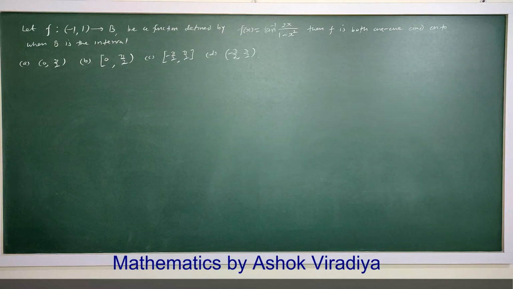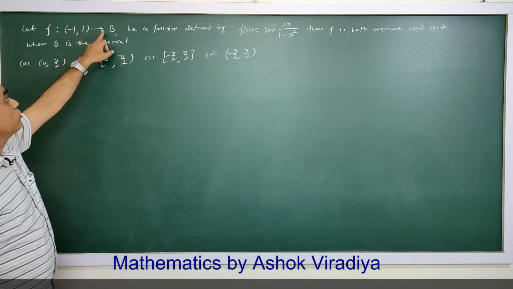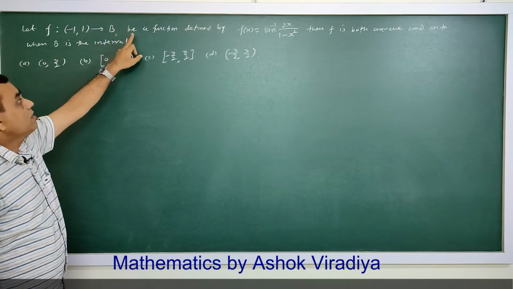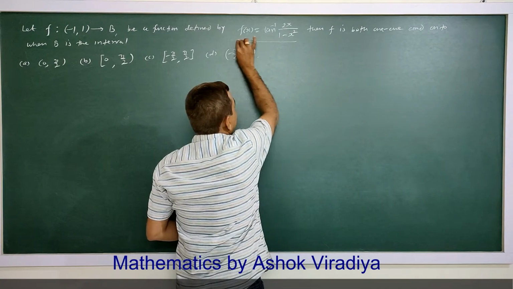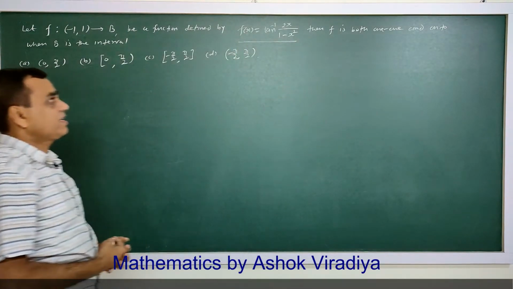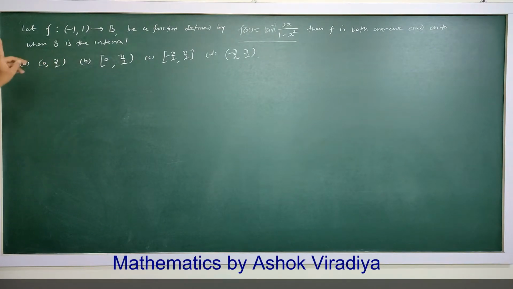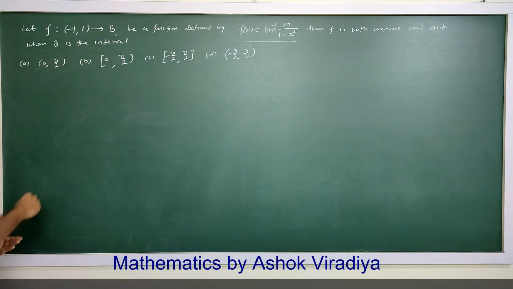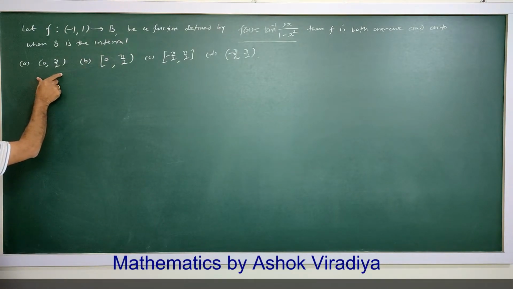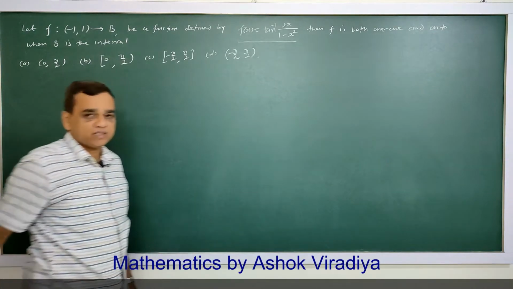Now the next question is: let f be a function from the open interval (-1, 1) to B defined by f(x) = tan inverse (2x / (1 - x²)). Then the function is both one-one and onto when B is the interval: open interval (0, π/2), or closed 0 to open π/2. So these four options are given.